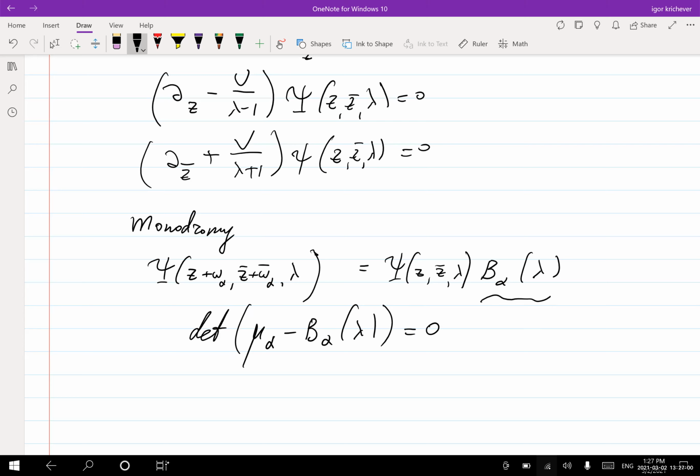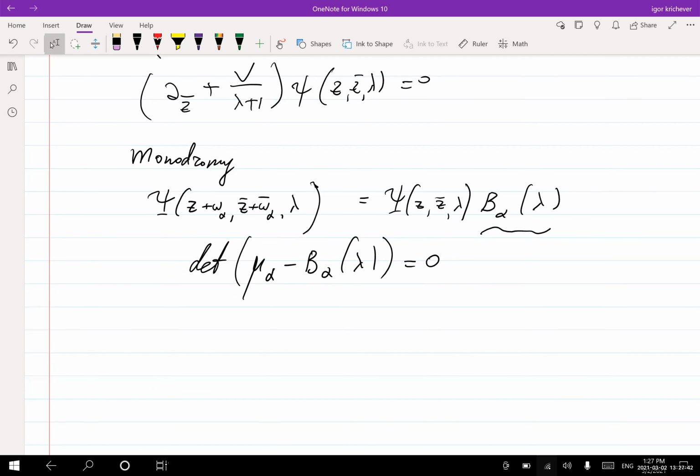I would like to stress that B alpha is not a meromorphic function of lambda. It's an entire function of lambda outside lambda equals plus minus 1. That's why this curve is not an algebraic curve. It's an analytic curve. And as we'll see, in general, it's very singular.